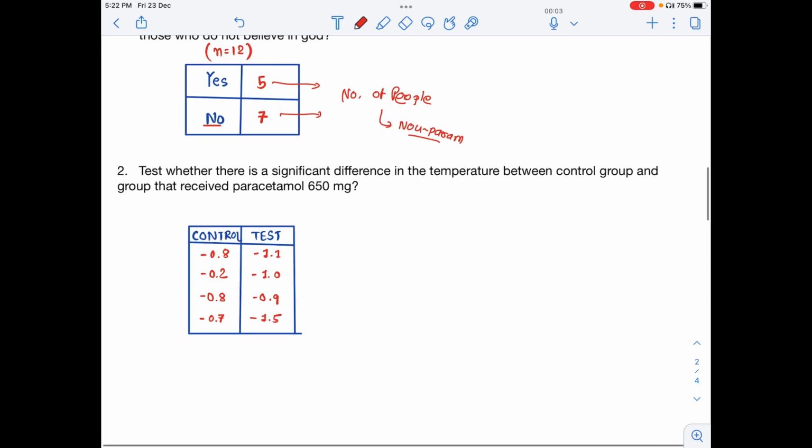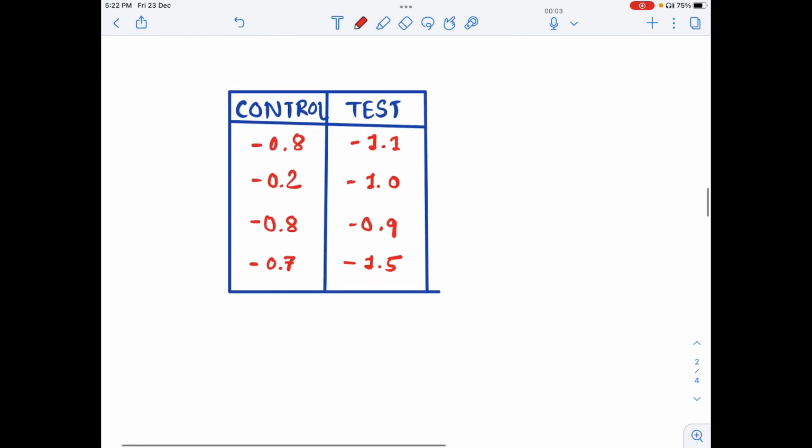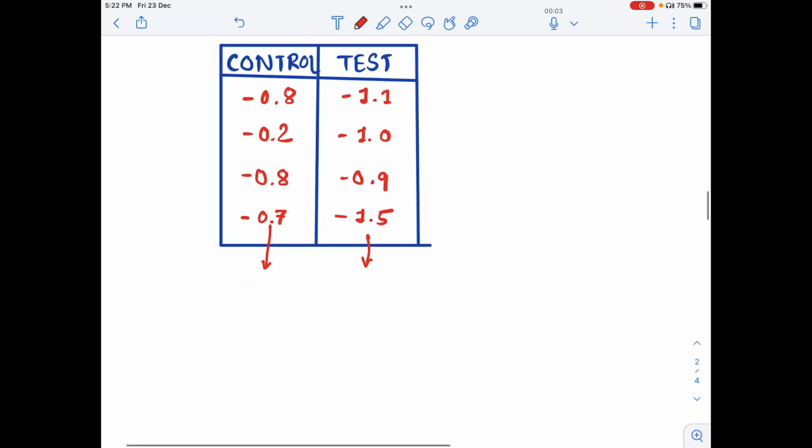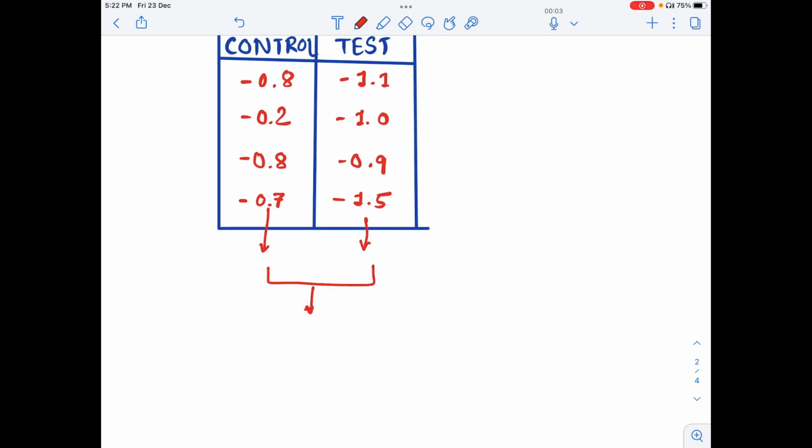Second example is: test whether there is a significant difference in the temperature between the control group and the group that received paracetamol 650 mg. Now there were two groups. One was the control group, which received only a placebo, and the test group, which received paracetamol. The decrease in the temperature was noted, and this one is for the control group, this one is for the test group, and you have to find whether there was a significant difference between these two. Now as you can see, if you ask how much temperature was reduced after the test dose, then it makes sense. That's why it will be parametric. You cannot ask how many temperature was reduced, so non-parametric will not be applicable here.